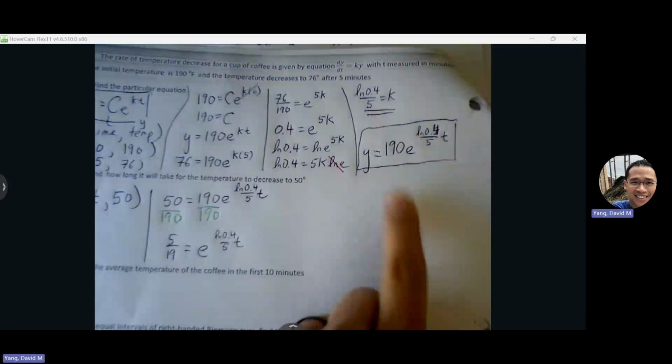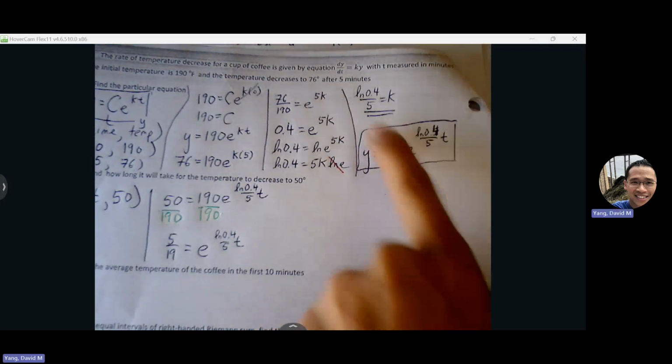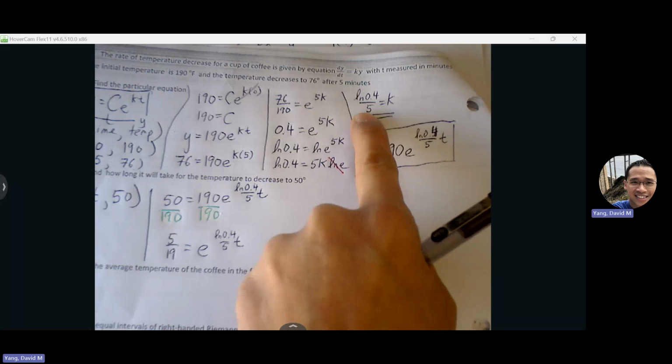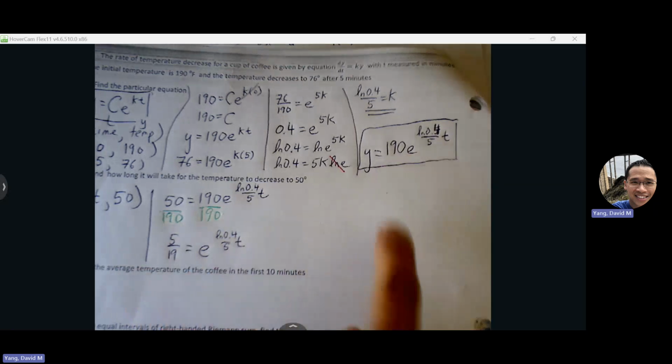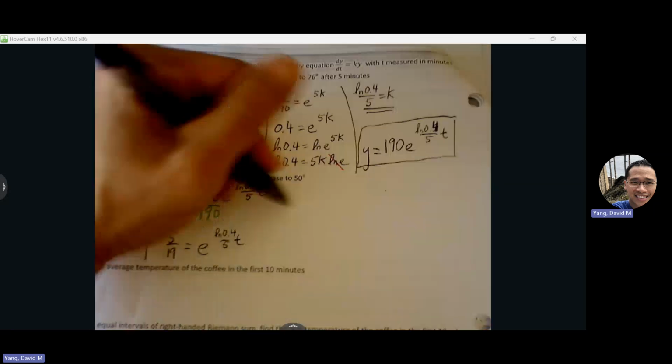Oh, and then I do want you to hold on to your exact K value. Don't do a decimal version of that. I want you to show me your exact K value. No decimals until the very end of the problem.